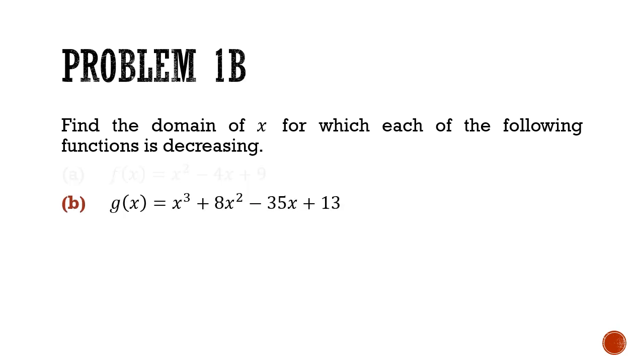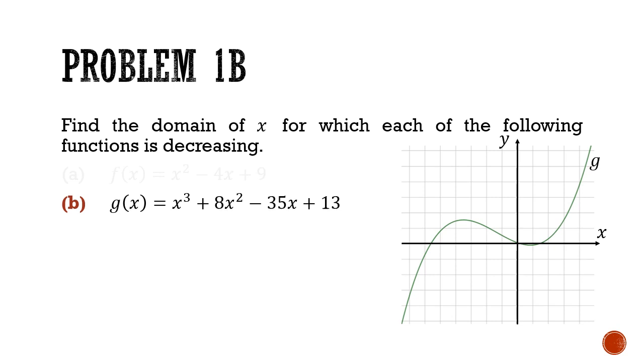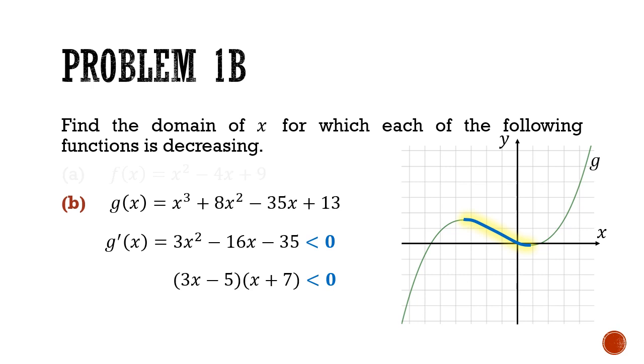So for part B, we can't quite complete the cube, so we are forced to approach this problem via calculus. So graphically, the cubic function looks like this, and our aim is to find this portion of the curve where it is decreasing. So we'll differentiate g(x), we'll get g prime x to be this quadratic, 3x squared minus 16x minus 35. Since we want the part that it is decreasing, we'll set g prime x to be less than 0. Fortunately, this quadratic can be further factorized.